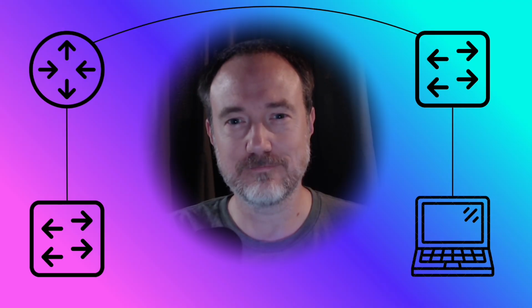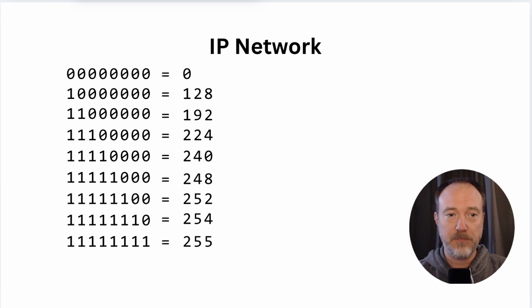Let's talk about how we find the network ID, broadcast address, and usable address range when the transition from network bits to host bits does not land on the octet boundary.